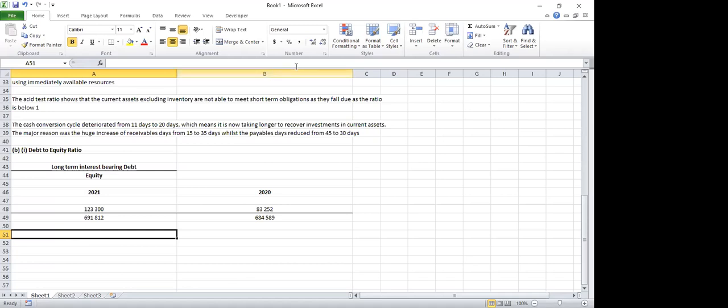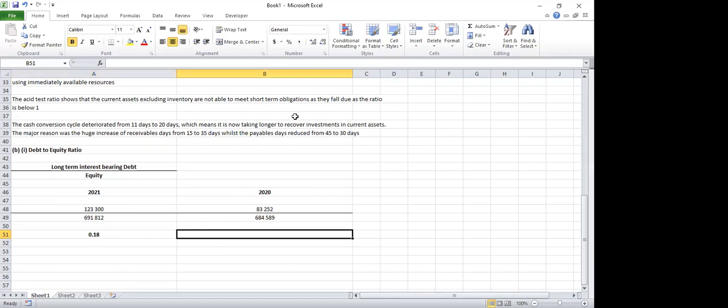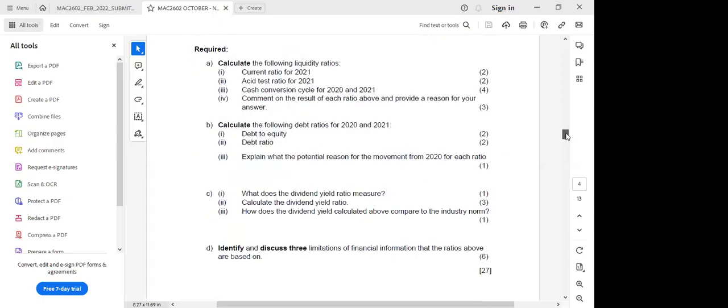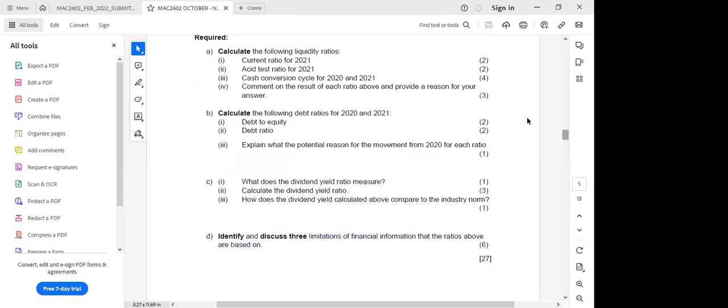We get 0.1783, 18, then the other one, 0.12. So actually our debt levels have gone up from 0.12, which is about 12%, to 18%. Right, then the second one, they said the debt ratio.